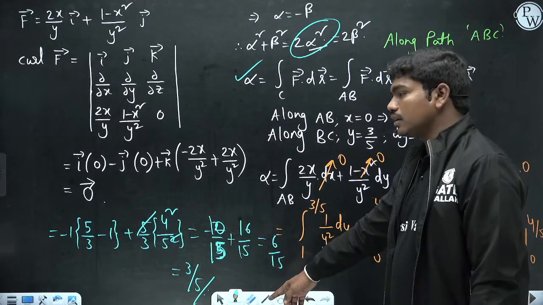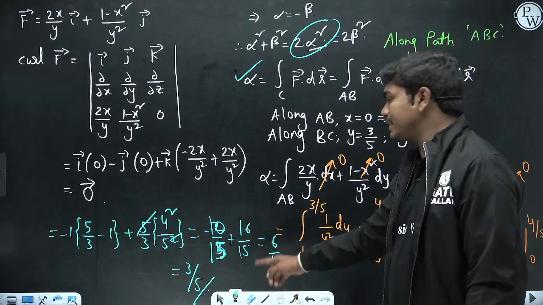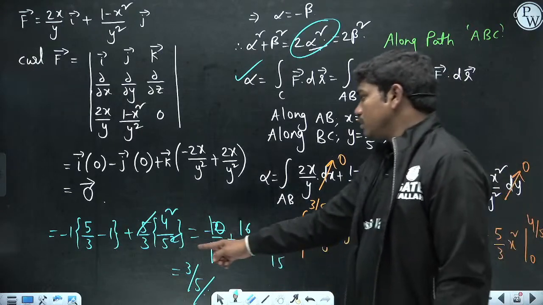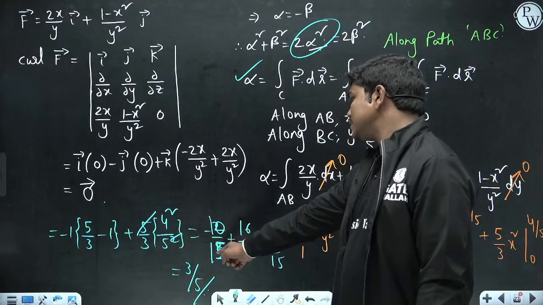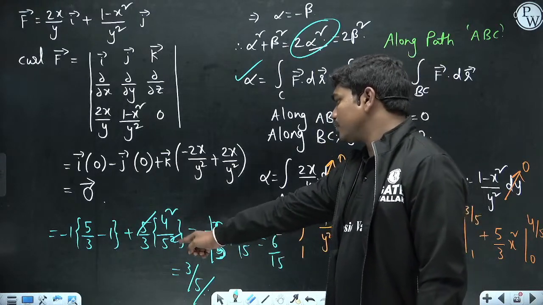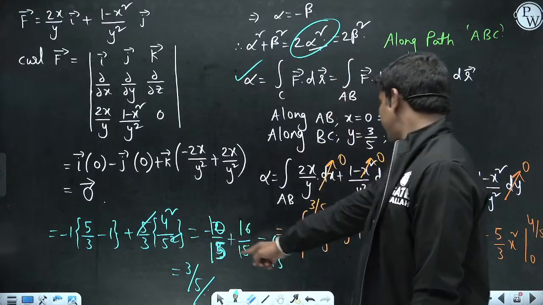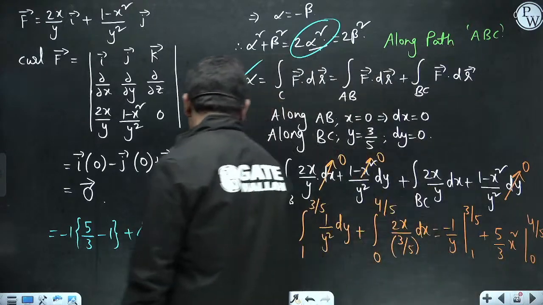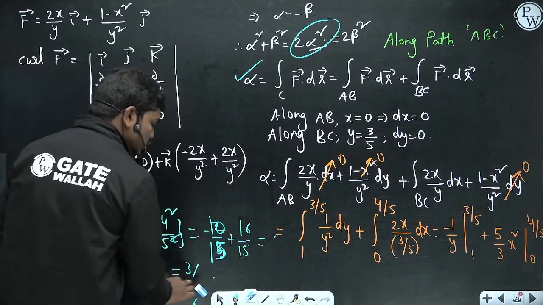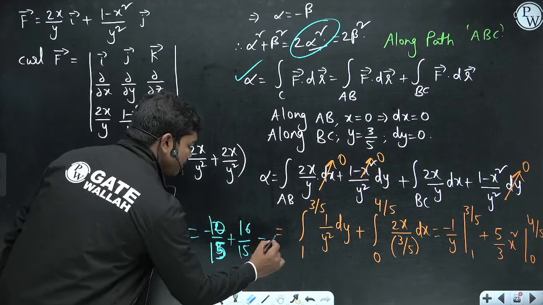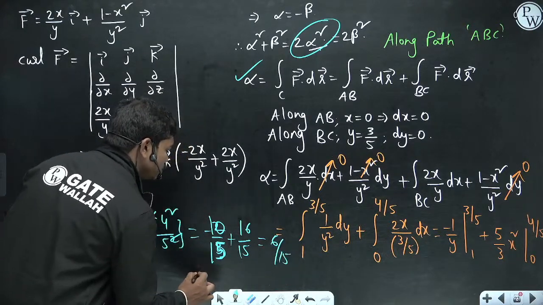Did I make any calculation mistake here in this calculation? 5 by 3 minus 1 is 2 by 3. So 2 by 3 minus 2 by 3 plus 16 by 15, correct? Alpha is 2 by 5. Okay, alpha is coming 2 by 5. 6 by 15, correct. So 6 by 15 is 2 by 5. Yes, correct. This is 6 by 15, so this is 2 by 5.